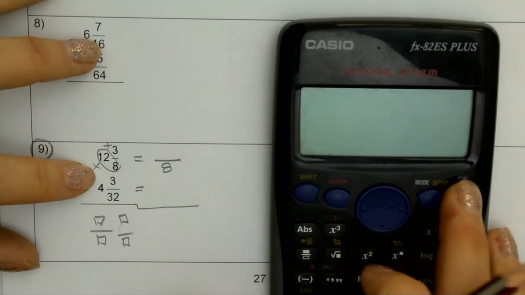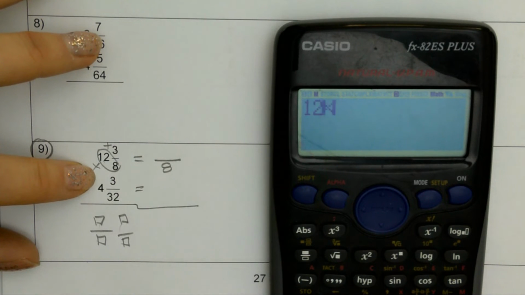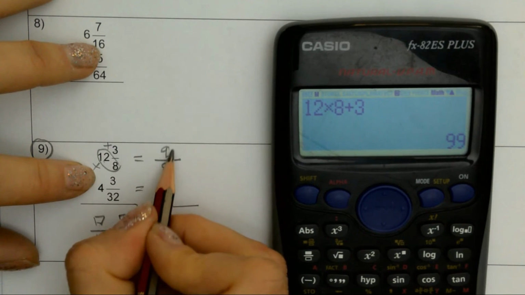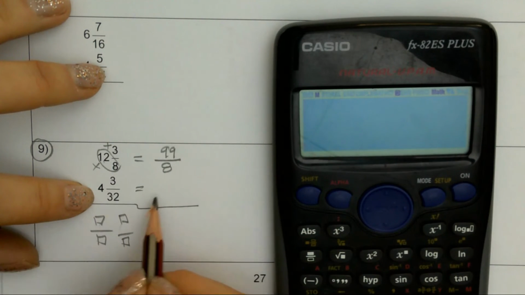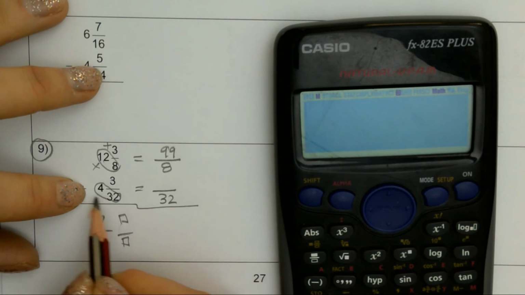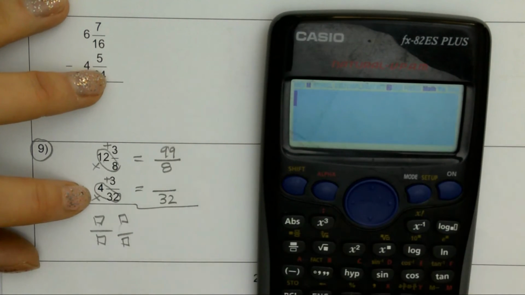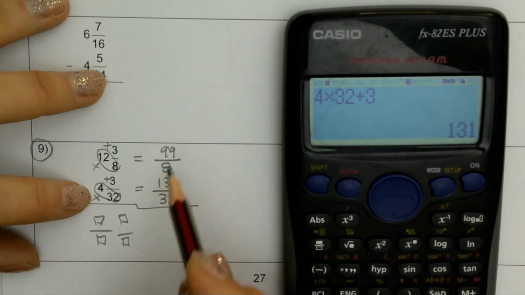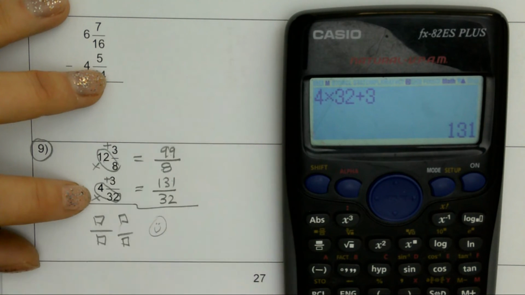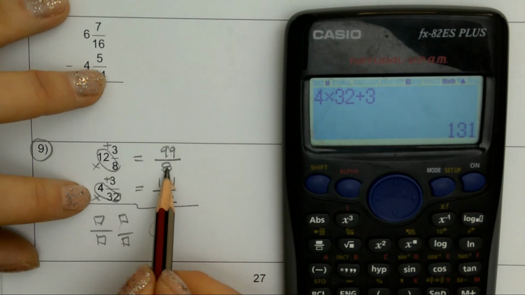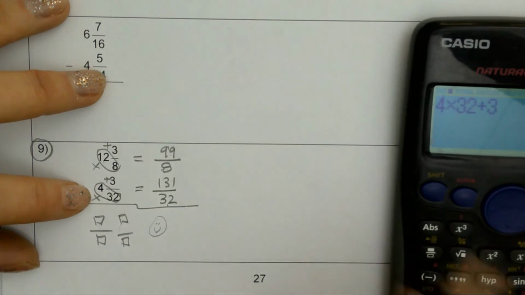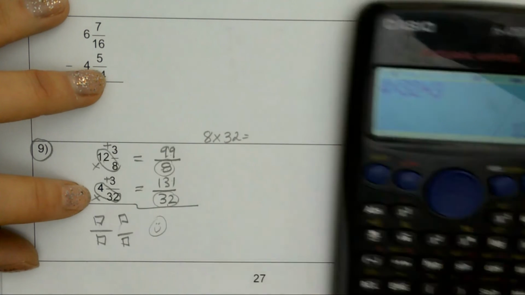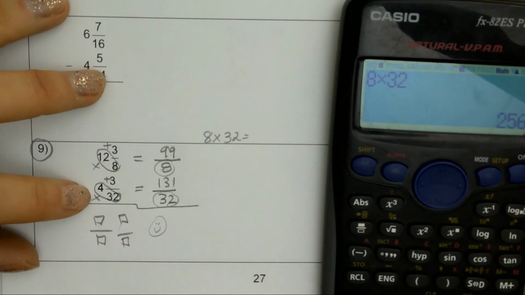Well, I gotta use my calculator for that. So 12 times 8 plus 3. 99 slices. Okay, same. So this cake is cut into 32. So we multiply these and add that. So we go 4 times 32 plus 3, 131. Okay, so now it's 1, 2, 1, 2. We are happy. But this cake's cut into 8, and this cake is cut into 32. We have to make it the same sized slices. So 8 times 32 is? Whoa, that's a big number.